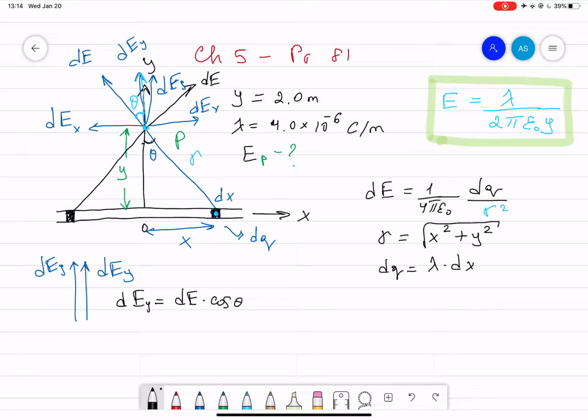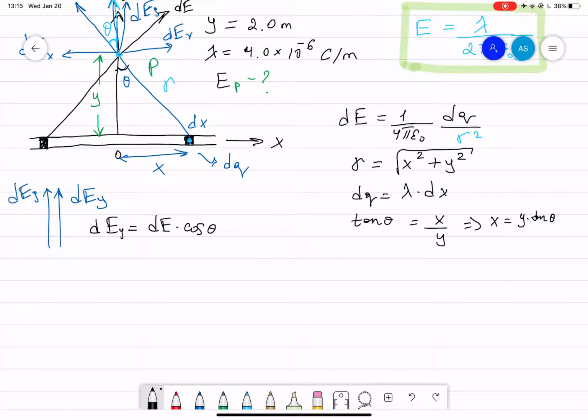Then what else? Then we can say that we have tangent theta, right? If you take that theta, tangent theta will be equal to x over y. And if you want to find x, it is equal to y times tangent theta. I just want to write it down because we're going to use those things. Then what else? Now, let's continue.